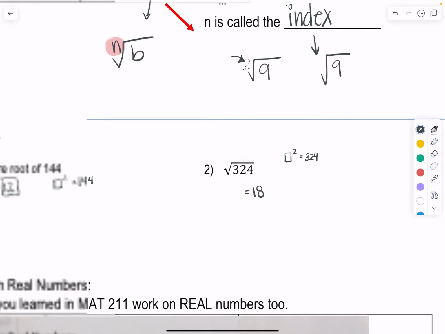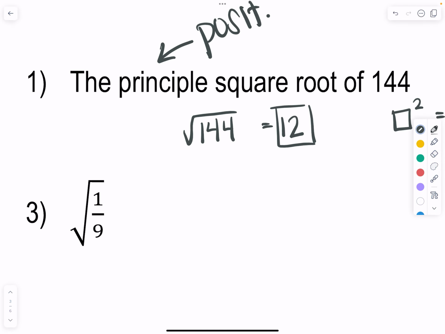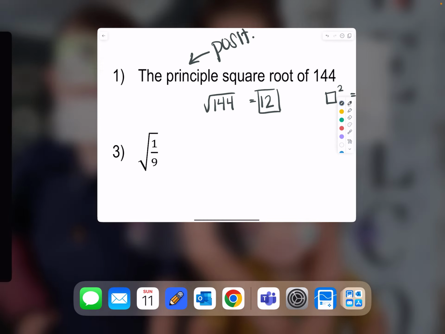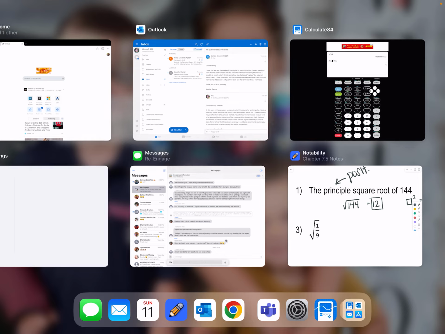Again, principal square root. Now this one's interesting. The square root of 1/9. I want us to do it in our calculator and then see where that comes from. So the square root of 1 fraction 9. My graphing calculator people, you can just use the division. Scientific calculator people, you have a fraction button. I get 0.33333. Math Enter converts that to a fraction of 1/3.